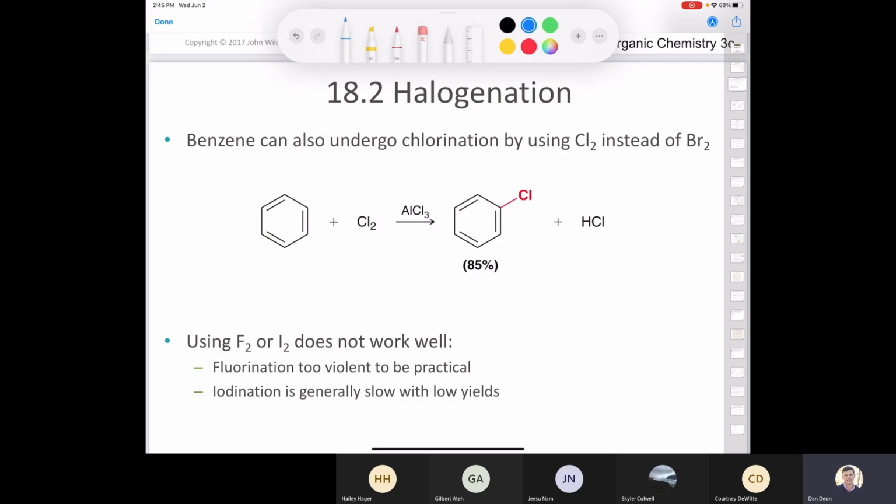Just another point here. If you're wondering why aren't there any reactions that show me how to make fluorobenzene, or iodobenzene? We'll talk about iodination and fluorination later on in the class. But the reason that we don't use fluorination or iodination is because fluorination is so exothermic that it's really violent. It can cause explosions. And generally speaking, we frown upon explosions in organic chemistry, whereas iodination is just too sluggish. It's too slow to be practical.